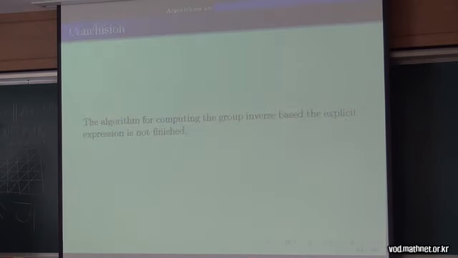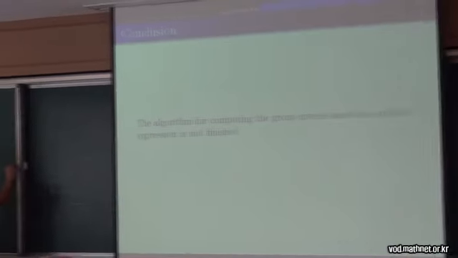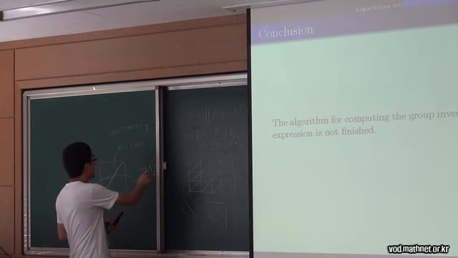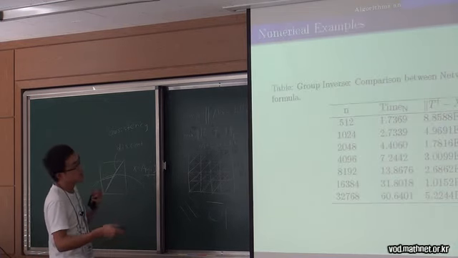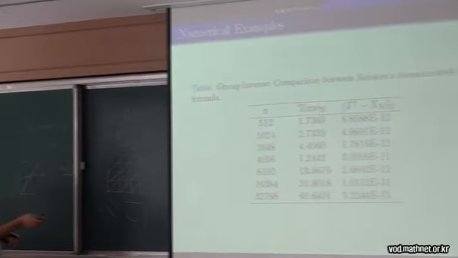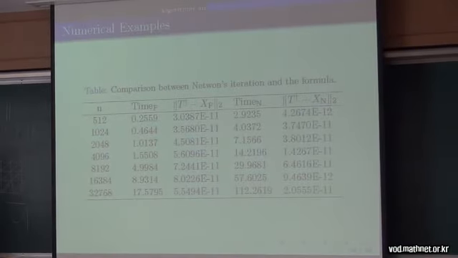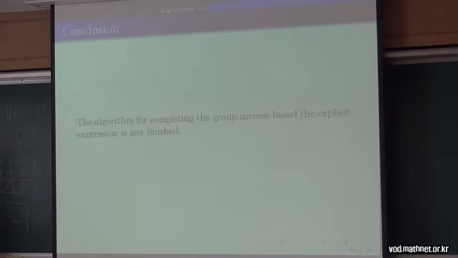But we didn't finish this work yet because we don't know how to solve this system now. So we just test their examples. We just finished the one for the Moore-Penrose inverse, but for the group inverse like this system, we don't know how to solve this now. Maybe there is some GMRES, but I don't know how to run the algorithm now. So we just know how to do, but we don't formulate the algorithm yet. Thank you.